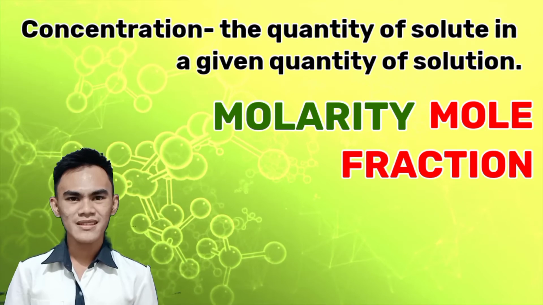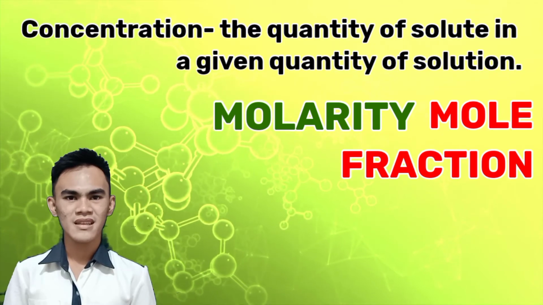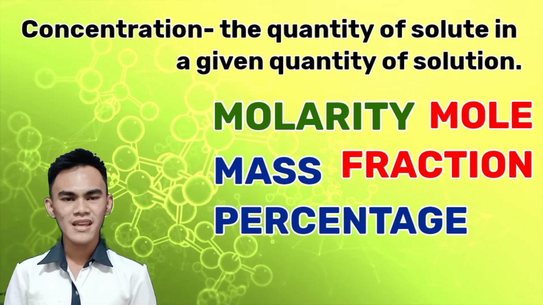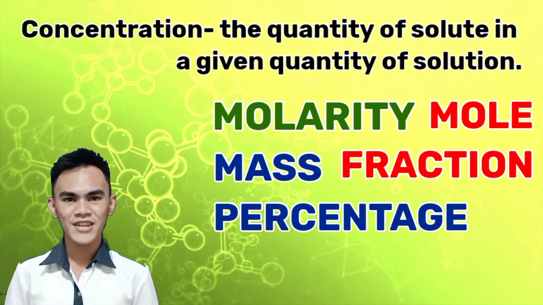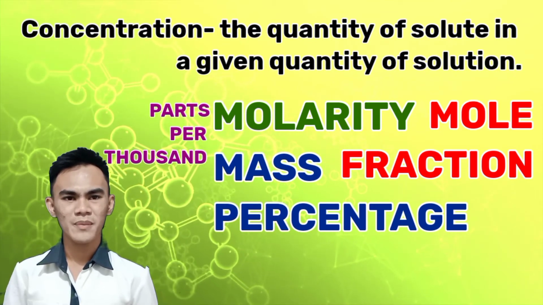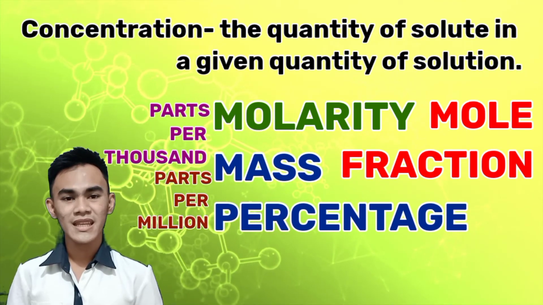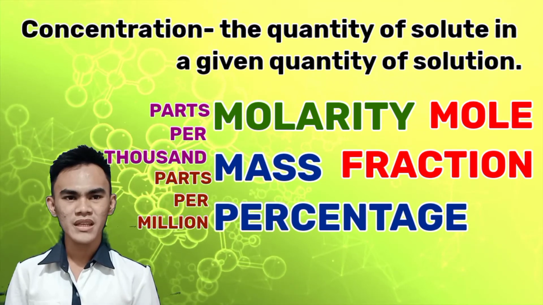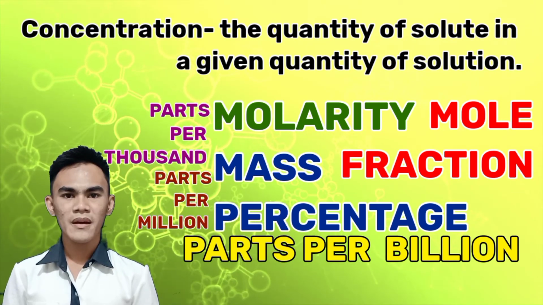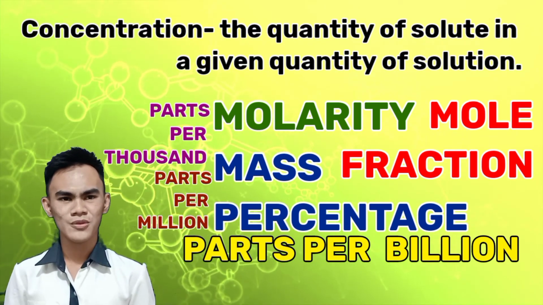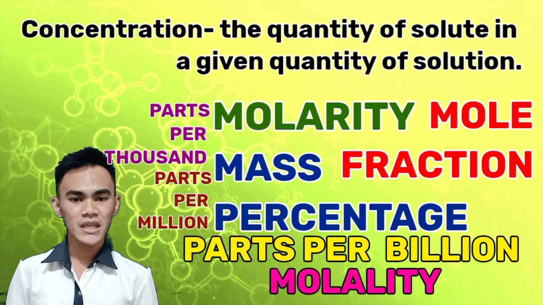The mole fraction, that is the ratio of the number of moles of a component to the total number of moles of substance present. The mass percentage is the ratio of the mass of the solute to the mass of the solution times 100. The parts per thousand, or ppt, is grams of solute per kilogram of solution. Parts per million, or ppm, is milligrams of solute per kilogram of solution. Parts per billion is micrograms of solute per kilogram of solution. And molality is the number of moles of solute per kilogram of the solvent.